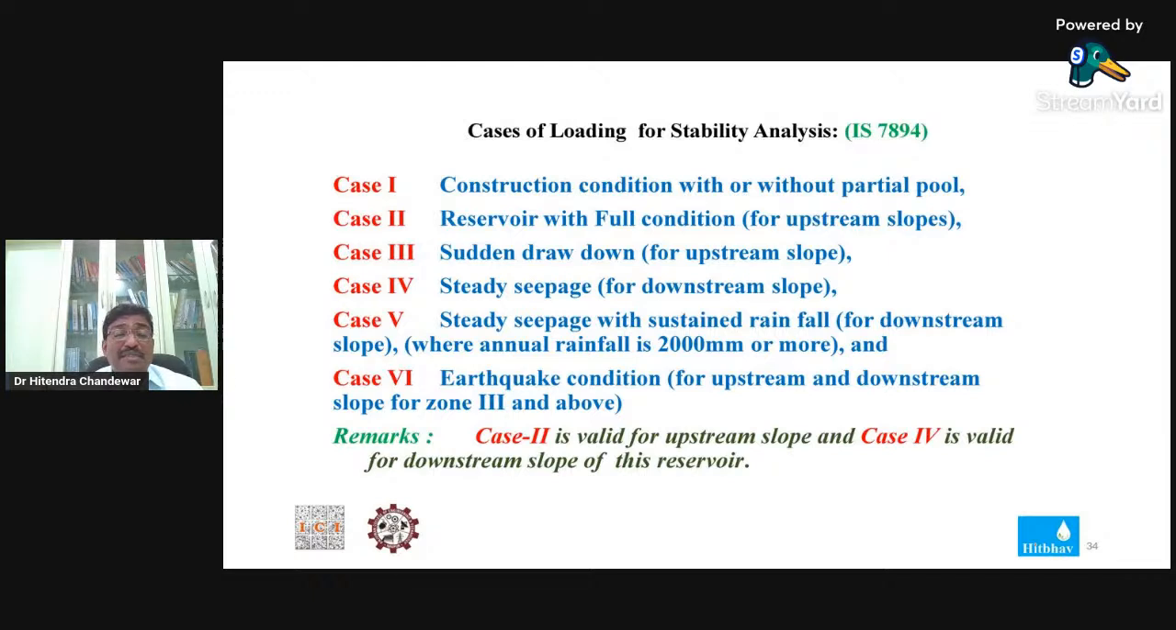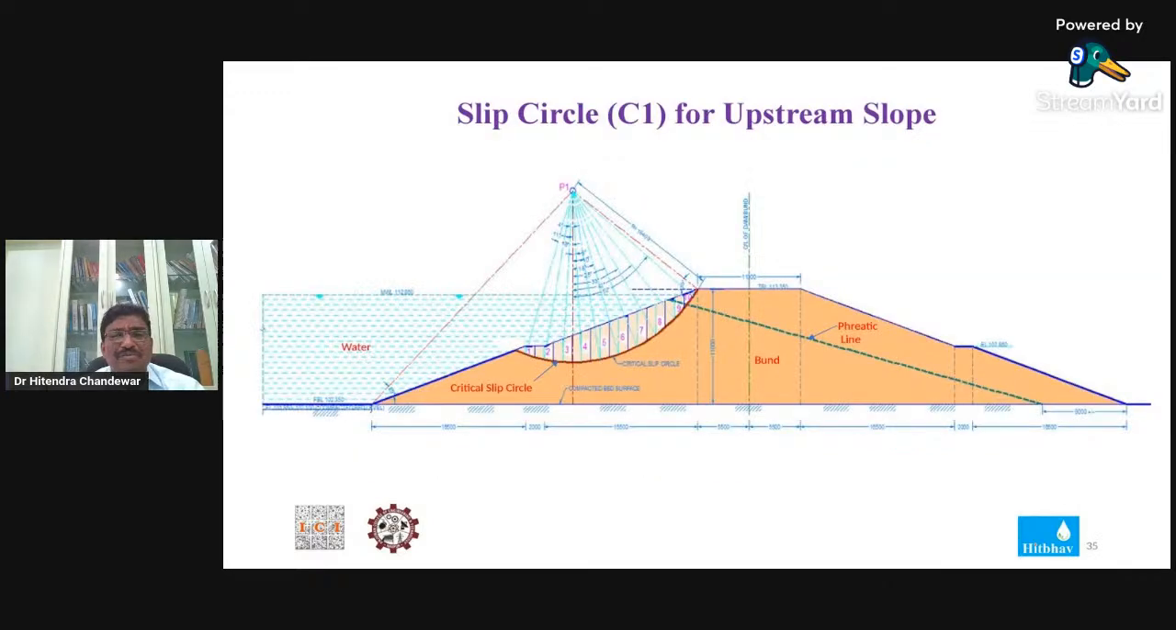These were the two conditions for which we did the stability calculation, and accordingly we fixed the slope of the bund. And the sixth one is the earthquake condition. You have to check all the above cases for the earthquake condition too. So we did these two cases for non-earthquake and earthquake conditions. So this is the method of going with the slip circle.